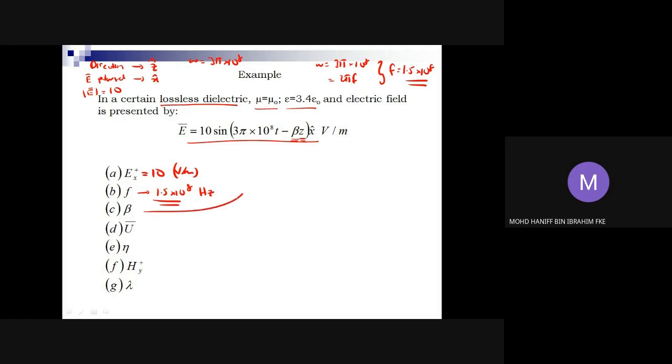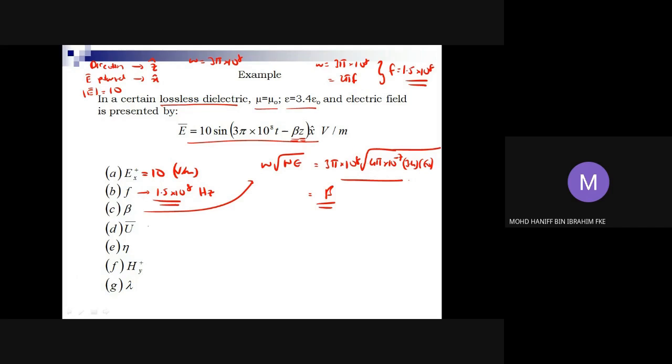How about the beta? The beta should be based on the equation omega root of mu epsilon, because this is related to the lossless dielectric. So omega is 3 pi times 10 power of 8. Mu is given to be mu naught only, which is 4 pi times 10 power of negative 7. And your epsilon will be 3.4 times 8.854, which is the epsilon value. So I need your help to calculate this. Hopefully you can calculate this value of beta on your own, because this is just based on the values that are given. Just by using a calculator, you will be able to find the beta value.